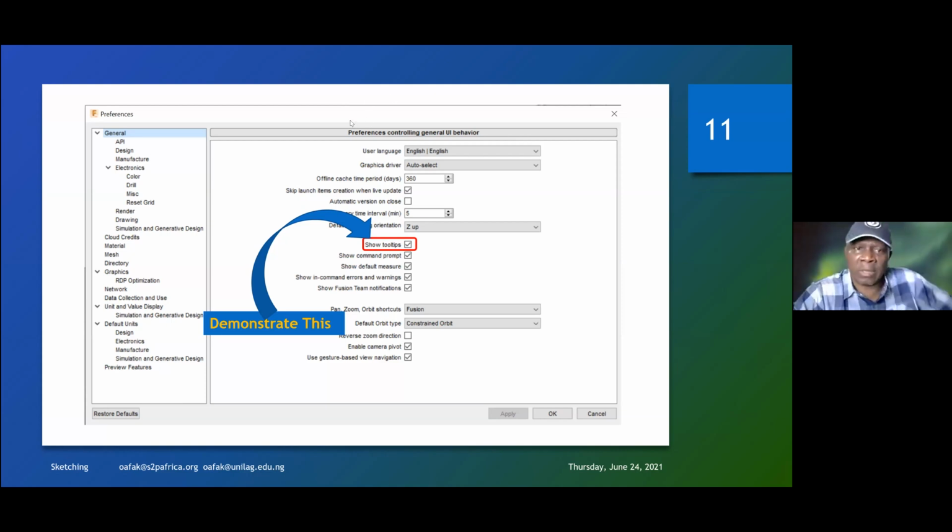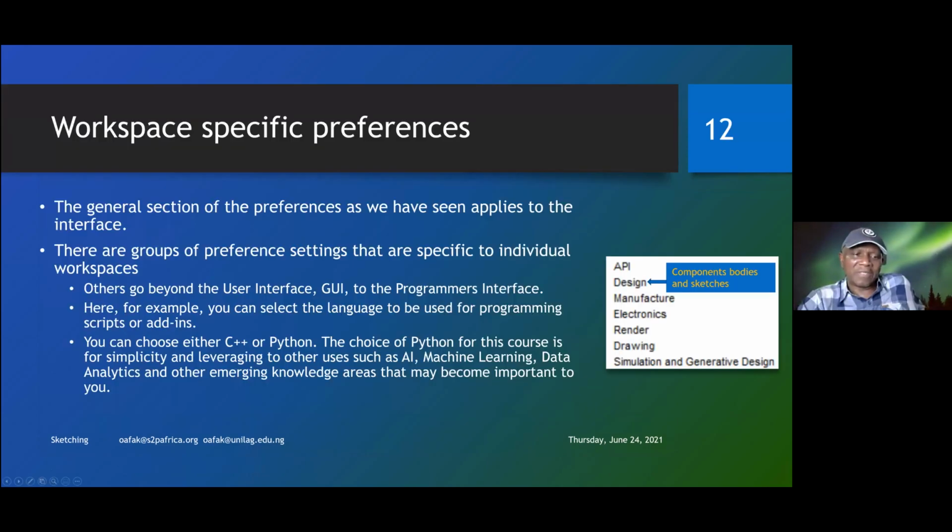Okay, so let us see. We are now on workspace specific preferences. The general section of preferences, as we have seen, applies to the interface. There are groups of preferences settings that are specific to individual workspaces.